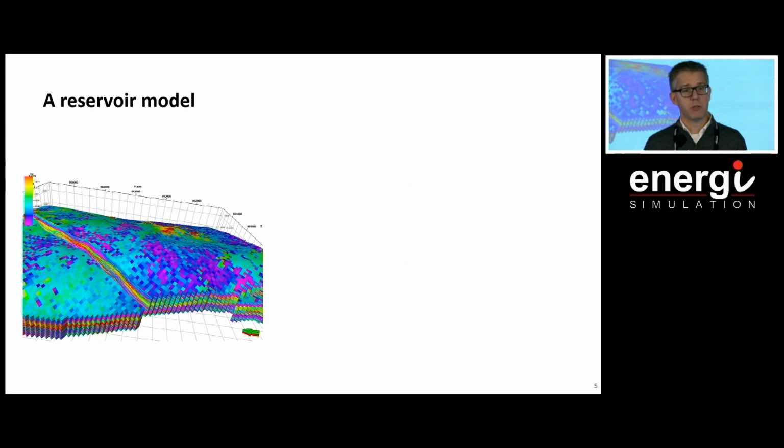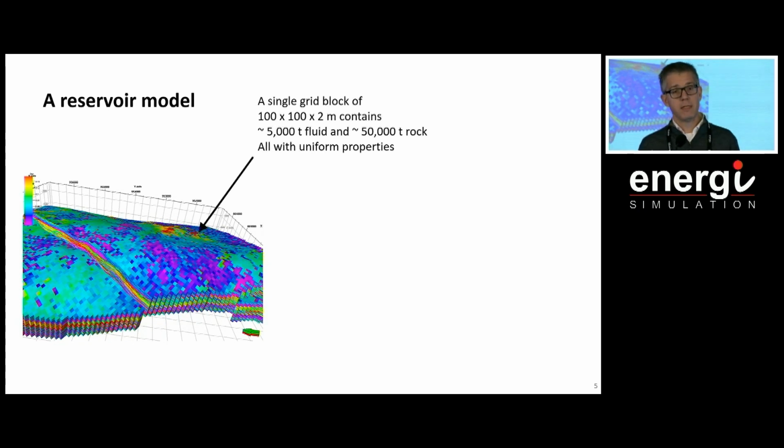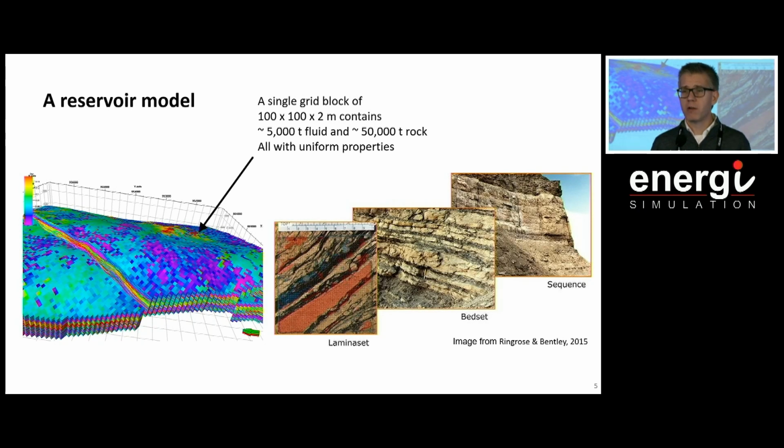And this is a reservoir model we've built with students in the past. It's a real reservoir model of a real field. What we need to remind ourselves is that one single grid block, maybe about 100 by 100 meters in size, a couple of meters thick, contains tens of thousands of tons of rock and thousands of tons of fluid. We assume uniform properties inside this grid block. Along the way, we hope that all these beautiful geological heterogeneities, we somehow capture them adequately in our reservoir model. Quite often, we don't.